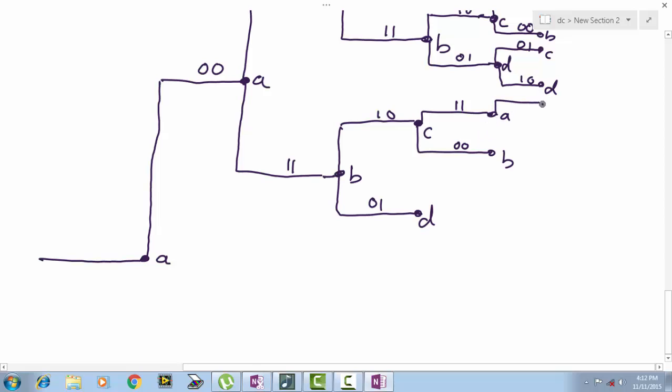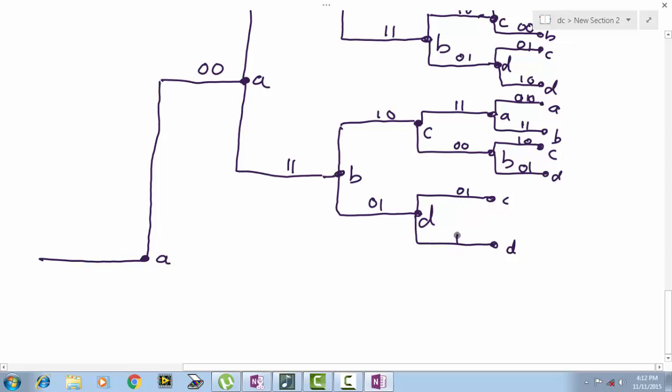When we are in state A, we move to state A and state B with 0 0 and 1 1. When we are in state B, we move to state C and state D with outputs 1 0 and 0 1. Now coming to D. When we are in D, we move to state C and D with outputs 0 1 and 1 0. When we are in state C, we move to state A and state B with outputs 1 1 and 0 0. When we are in state D, we move to state C and state D. So outputs are 0 1 and 1 0.